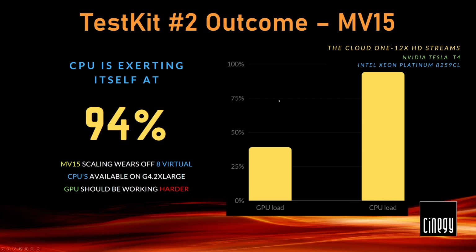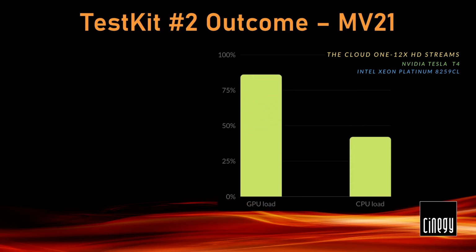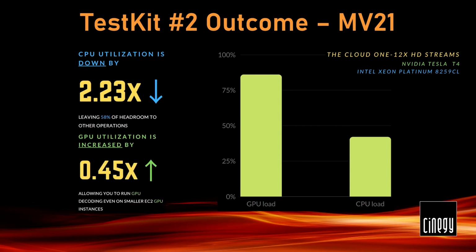An upgrade to Multiviewer 21 introduced quite a dramatic shift in performance. See for yourself. CPU utilization went down to just 42%, while GPU started working at 86%. Pretty much flipped the processing from CPU to GPU. This EC2 test kit is a good indication of how an entry-level GPU instance can be a great and cost-effective choice for your cloud monitoring.